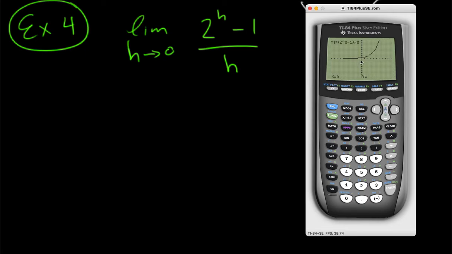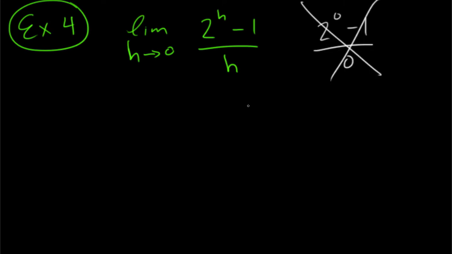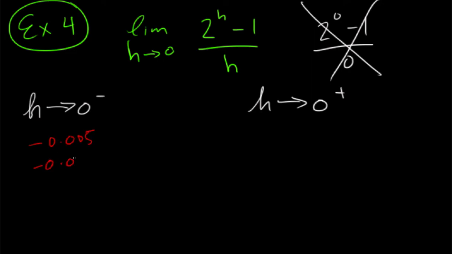And we see there's no y value, so there must be a hole in that. So we need to test the left and the right limit. So we're going to see h approaches 0 from the negative side and h approaches 0 from the positive side. So numbers that are close to 0 on the negative side would be like negative 0.005, negative 0.001, negative 0.0001, etc. And you can keep going as much as you need to.